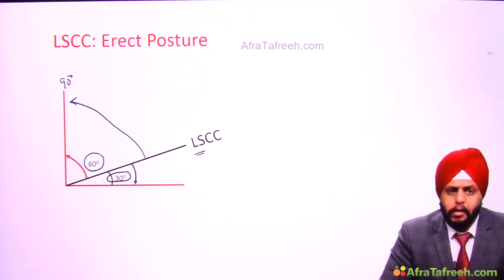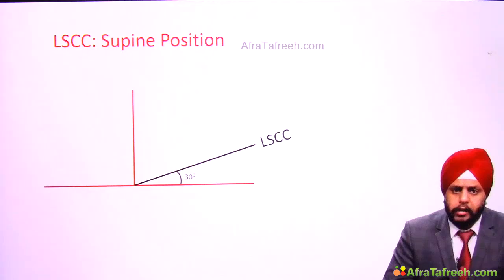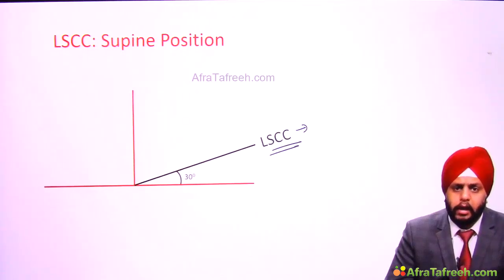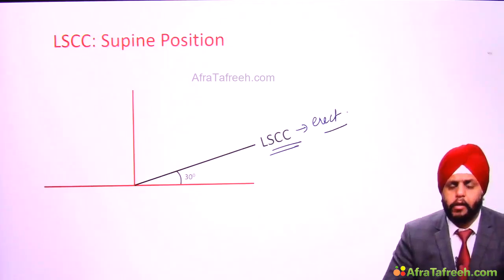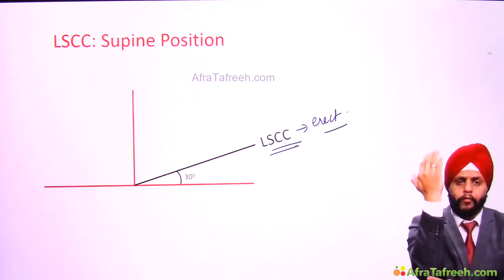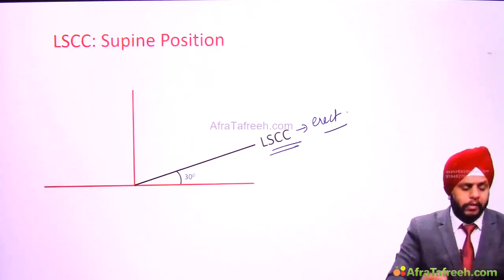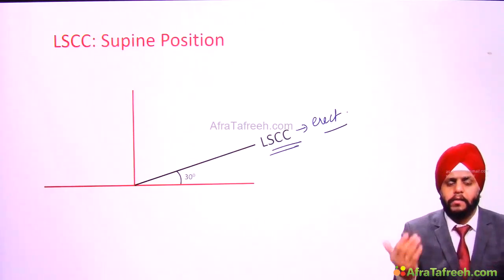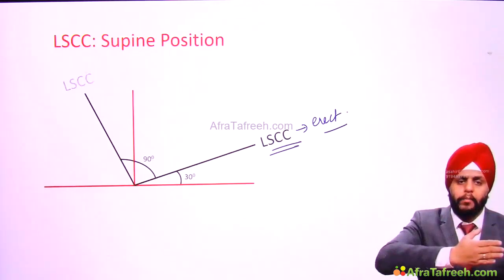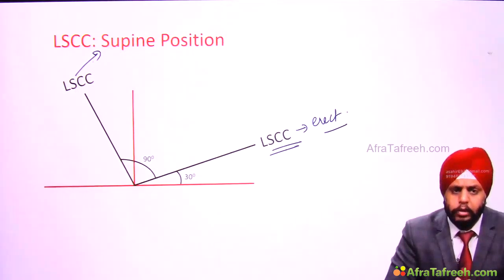Now, let's say the patient is in supine position. So you see, this is the erect position. The lateral semicircular canal is there in the erect position. That is the anatomical position. Now, suppose I have to make a patient go supine. From the erect, I turn the patient by 90 degrees. So when I am turning the patient by 90 degrees, this lateral semicircular canal also goes back by 90 degrees. So now this is the lateral semicircular canal in supine position.